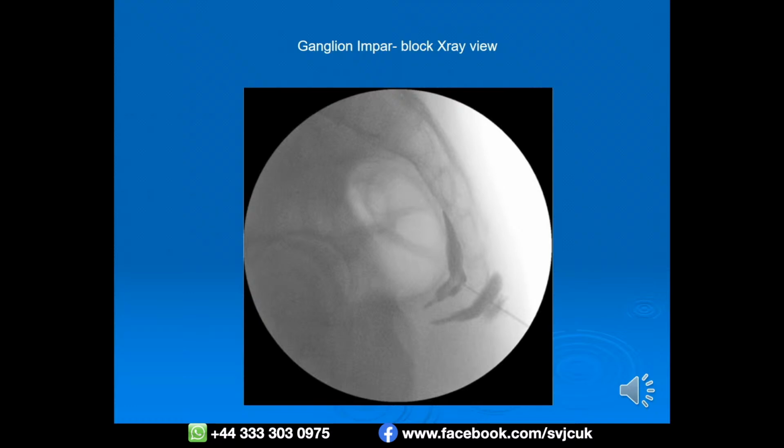This is the X-ray radiographic view. As you can see, initially this is on the outer side. You can see the needle passes through and through the sacrococcygeal membrane, and the contrast is on the anterior side of the coccyx.